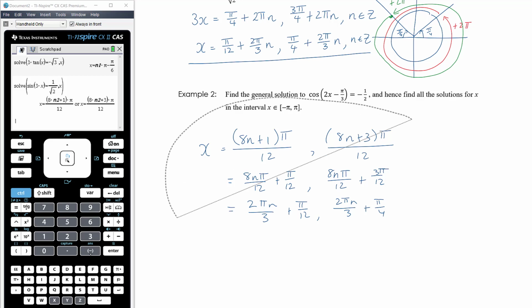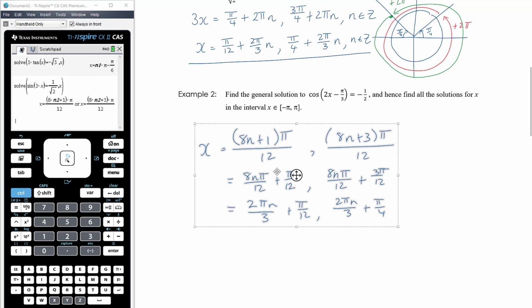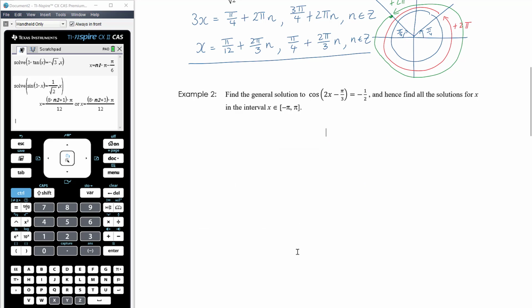Okay, let's just erase that, let's have a look at this. Find the general solution to cos of 2x minus pi on 3 equal to negative half, and hence find all of the solutions for x in the interval negative pi to pi.